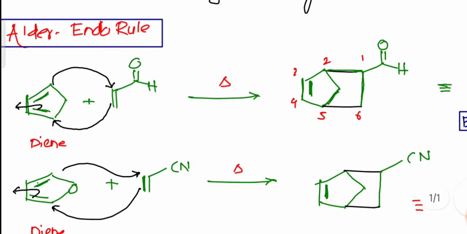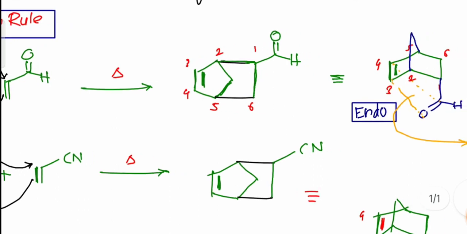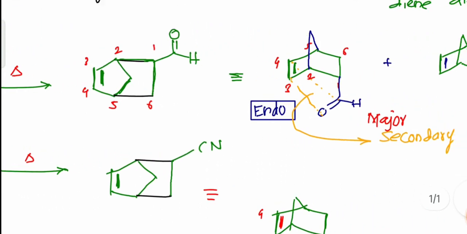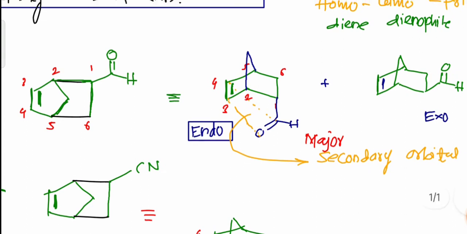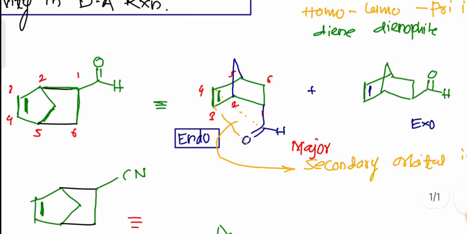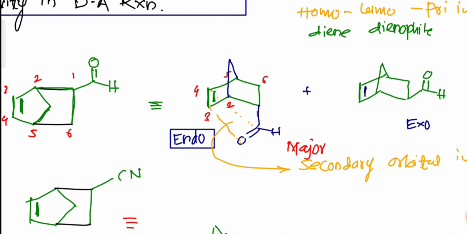Now look at the chemistry of this bicyclic system. Here we get this molecule, and in that case two possibilities are there: the aldehyde is either at the endo side or at the exo side, up or down. So why is the endo product major? This is well explained by the Alder-Endo rule. According to that rule, which was explained by Alder, that's why this rule is called the Alder-Endo rule.